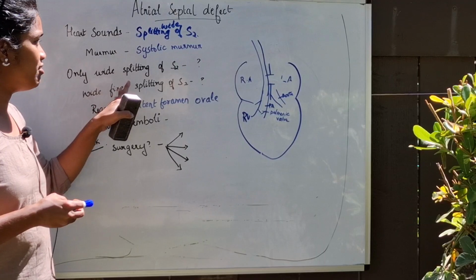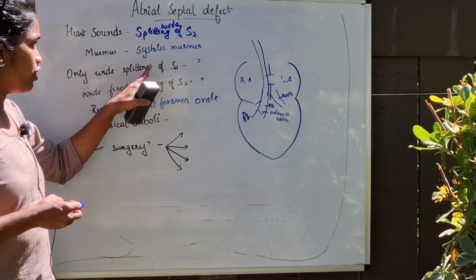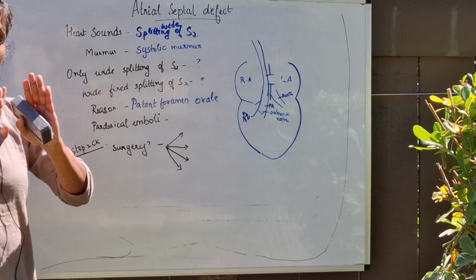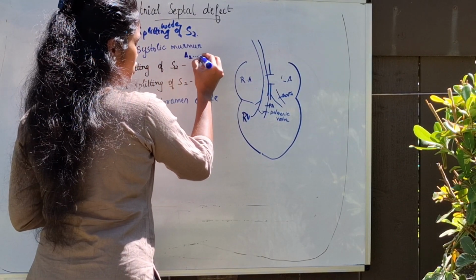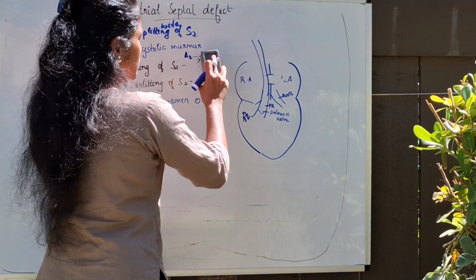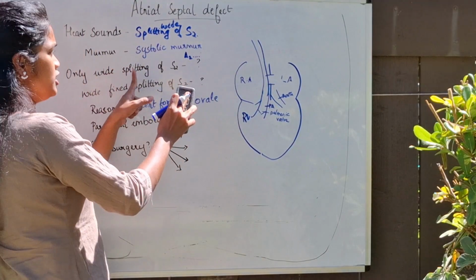So when there is wide splitting of S2, that is when there is only wide splitting of S2, what does that mean? That means A2 has occurred, and instead of P2 occurring at this place, P2 is taking wide splitting.